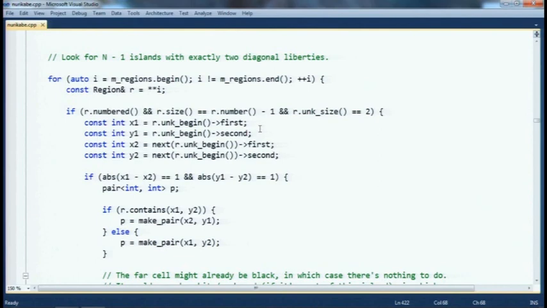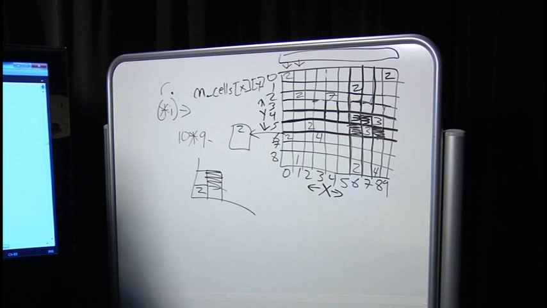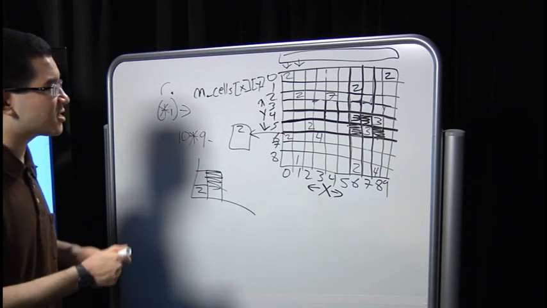So what I do is I get the coordinates of its unknown cells. In this case, I know the unknown set is of size 2, so it's okay for me to dereference the begin iterator and increment it and dereference it again. If the absolute value difference of their x coordinates and of their y coordinates is exactly equal to 1, then I know that they're diagonal. So in this case, I'm handling a bunch of configurations here.